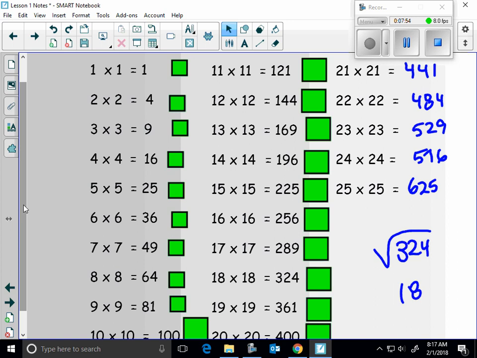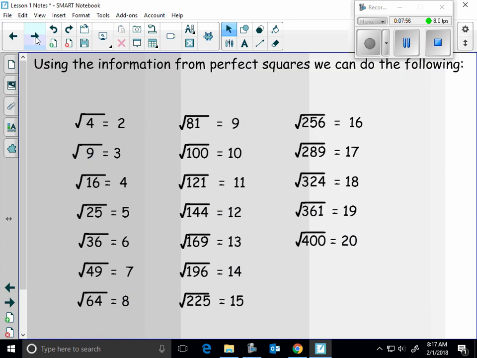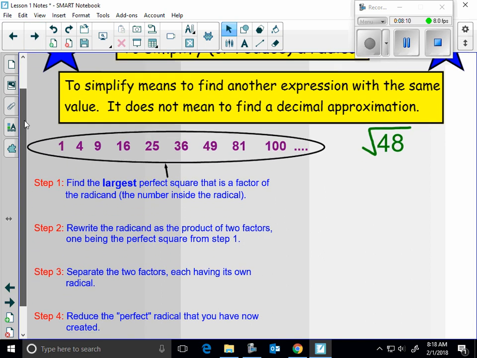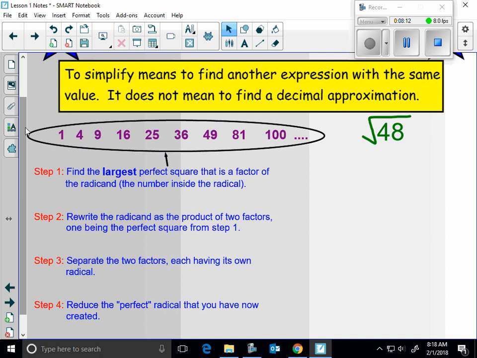All right, so let's get down to some examples. We know this, right? Square root of all of these are what we just talked about. Let's keep moving on to some simplifying. Okay. So square root of 48. We're going to reduce this. We're not doing a decimal approximation. Square root of 48. Who sees it right away? Largest perfect square that goes into 48.